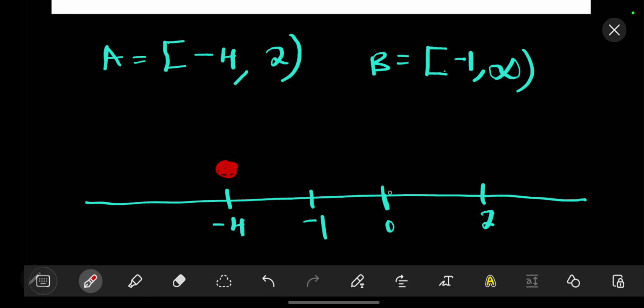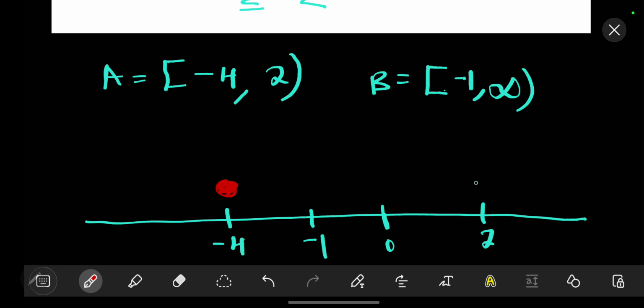Where are we going to go? We are going to end at 2. So at 2, we are told that 2 should not be included, so it should be an open circle like that. So we are going to join them. So already this is our A. So this is how we shade our A. We are just going to shade them on one diagram.